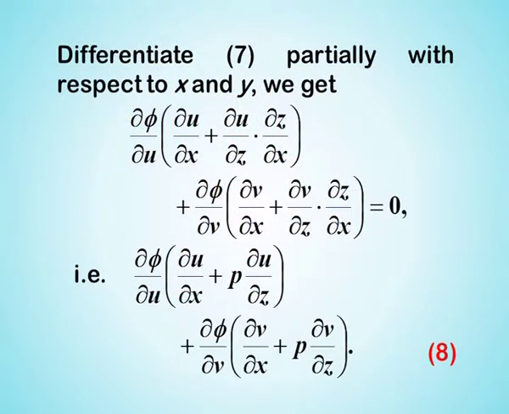If that is so, then differentiate 7 partially with respect to x and y. This is completely a partial first order relation. We get this relation: dphi/du, du/dx plus du/dz into dz/dx, and then we have dphi/dv equal to 0.